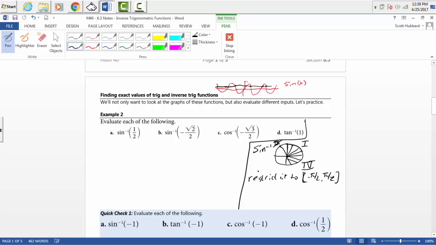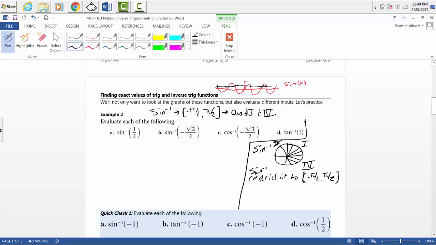So that's going to restrict sine inverse. Sine inverse exists in quadrant 1 and 4, and I can put this over here. Sine inverse ranges from negative pi over 2 to pi over 2, which just means it's in quadrant 1 and quadrant 4. Okay, now that's for sine inverse.